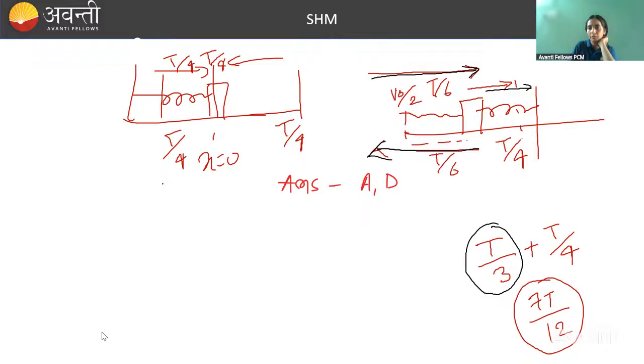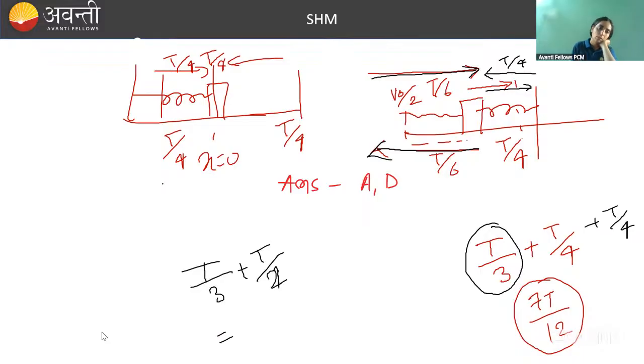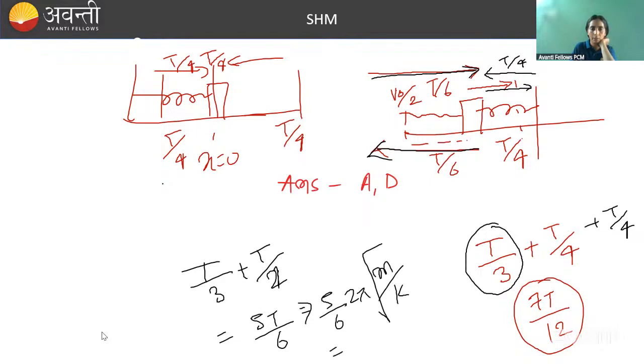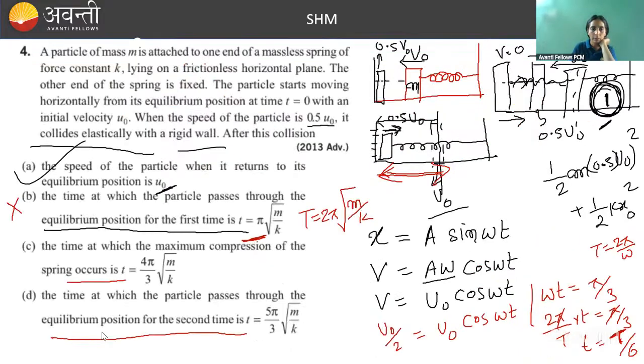After that it will go here, compress till the maximum T/4 time, again it will come here in time T/4. So extra T/4 you will add here, and if you add this to T/3, T/3 plus T/4 will give you how much? This is 5T/6. So in this time, it will second time cross the equilibrium position. सो अगर इसको पुट करो तो (5/6) 2π√(m/k). So this is equal to how much? (5/3) π√(m/k). So yes, this will be correct. These two are wrong. ठीक है.